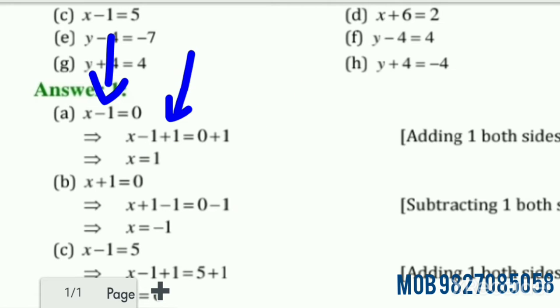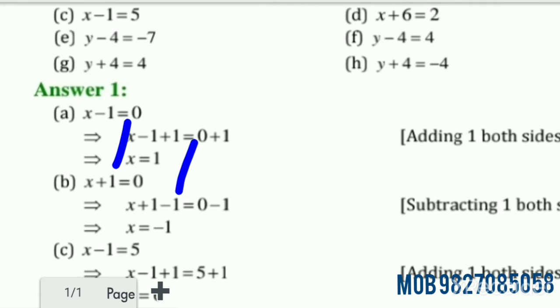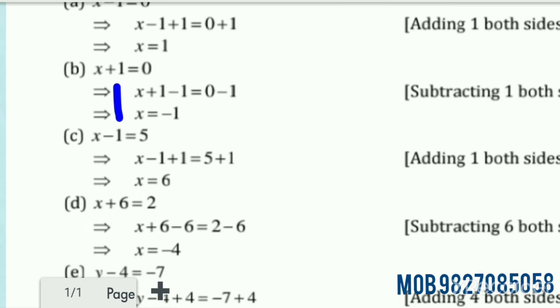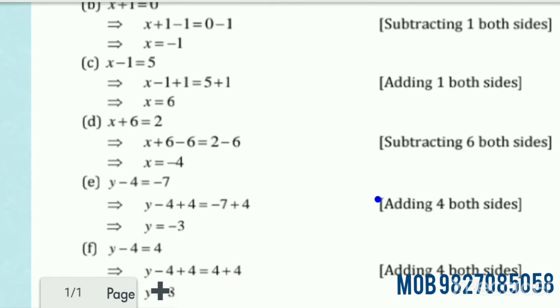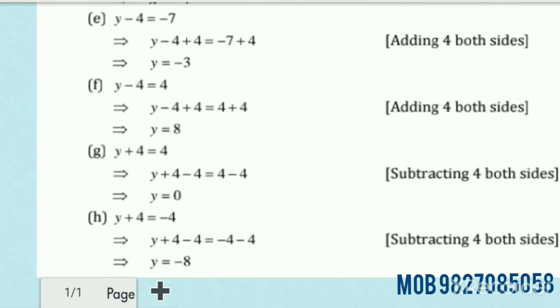Now the second question is the same as question number 1. Here we have to remove the first plus 1. So we are subtracting minus 1 on the left hand side and minus 1 on the right hand side. So we got the answer minus 1. Same as here, question number 3. We have to remove minus 1, so we add plus 1 on LHS and plus 1 on RHS. We got the value of x is equal to 6. So all questions are the same, questions A, B, C, D. You have to solve them on your own.